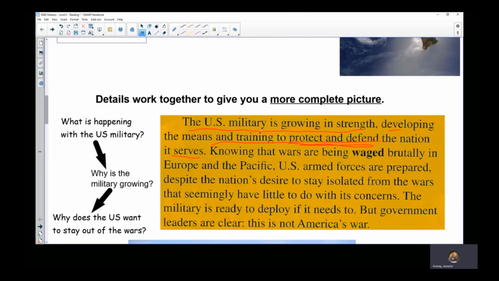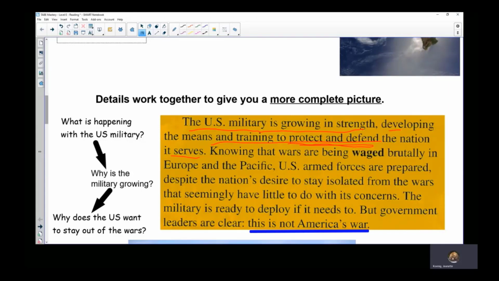So then there's the next question. Why are they doing this? Why is the military growing? So we first have what is happening. Why is it happening? Why is the military growing? See, I read that whole thing, or I followed you when you read it, and I'm confused on that because this is not America's war.